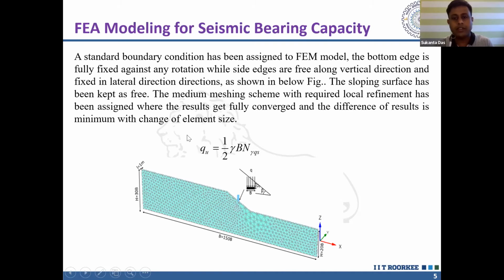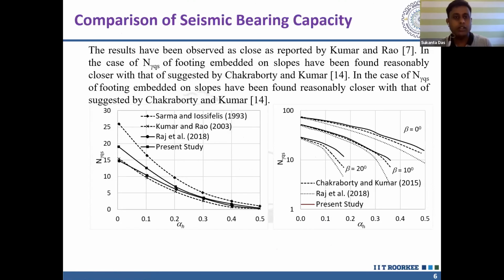The bearing capacity is computed using q = 1/2 γ B N_γ, where N_γ is the resultant bearing capacity factor taken from Meyerhof 1951, and the mesh size is varied to obtain accurate results. The results obtained from the finite element analysis are presented, with a comparison of results.